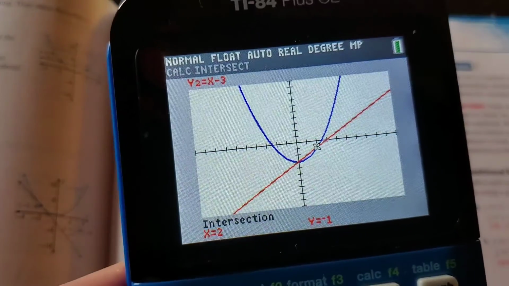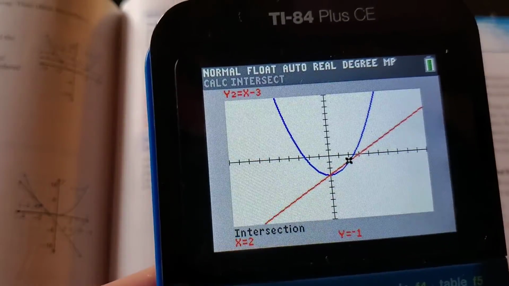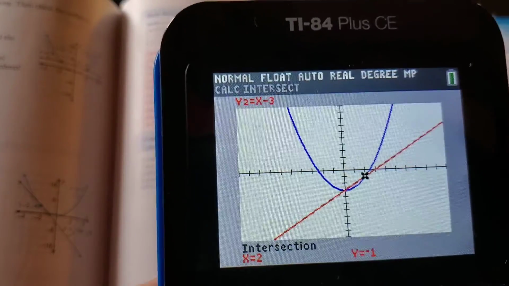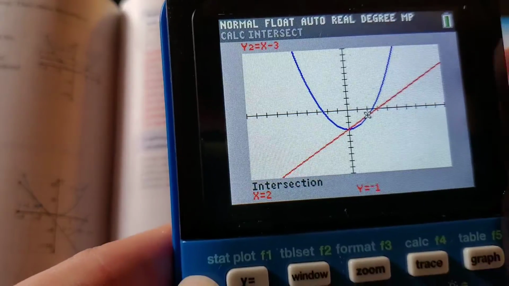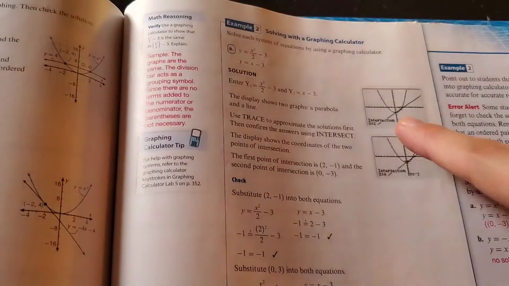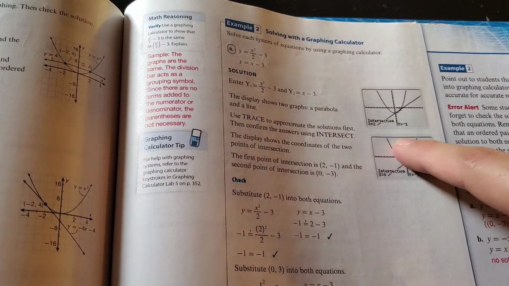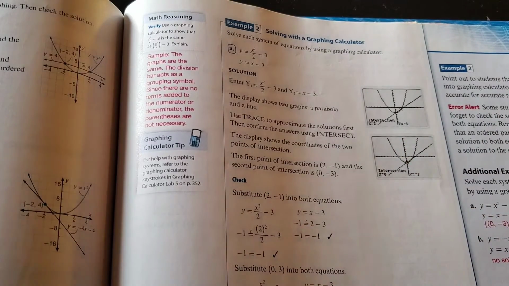That one did work, you see. It's because of the 0. The 0 kind of messes up some calculators. So over here we did get 2, negative 1, and the answer in the book is also 2, negative 1. So it's pretty easy. You don't really have to check or anything. I mean, it's already in the book.